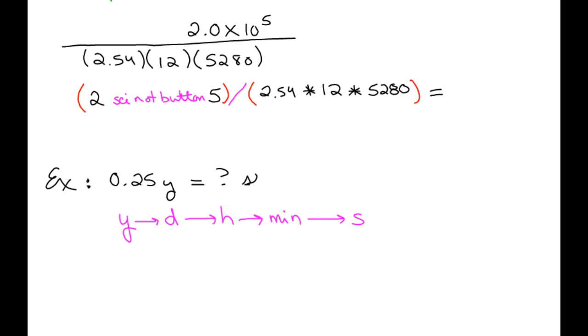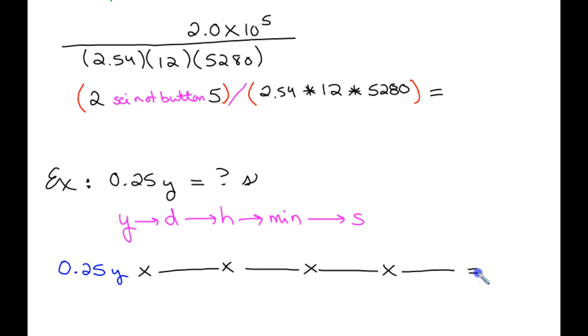So our setup, we're going to write our given. And we have 1, 2, 3, 4 conversion factors that we have to multiply by. Since we're going from years, and remember your first one can always be written as over 1, year is on the bottom. We're going to days in this step, so day is on the top. 1 year is 365 days.